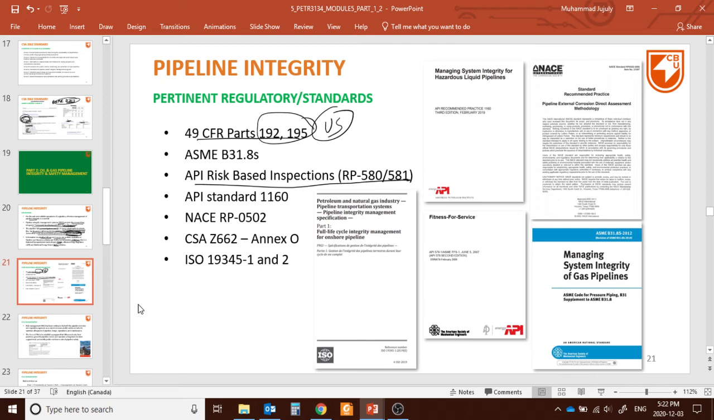Just like for our human body, we do a coronavirus test or screening, or we go to the doctor and they screen. The same way, we have to do the inspection of the pipeline, so that we can check if the segment of the pipeline is corroding or not. So this is the guideline for that. API Standard 1160, NACE RP 0502, NACE is the National Association of Corrosion Engineers, and there are some ISO standards too. So these are the regulatory standards for the pipeline integrity system.